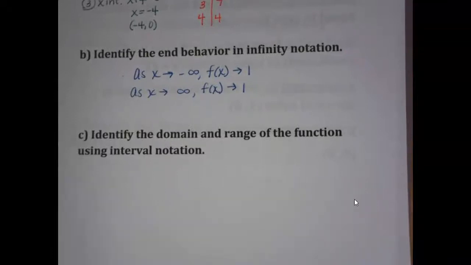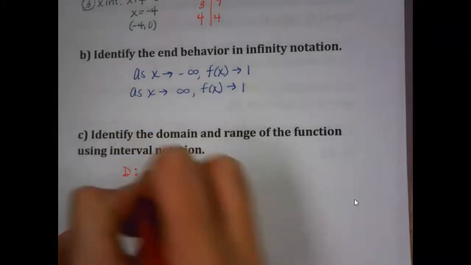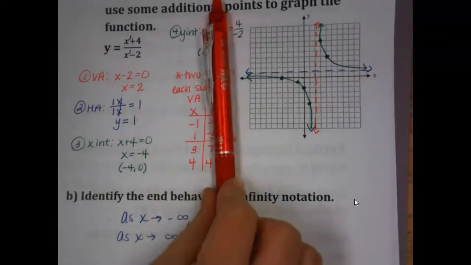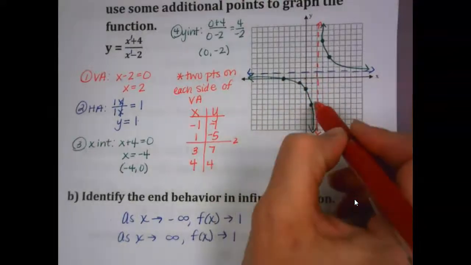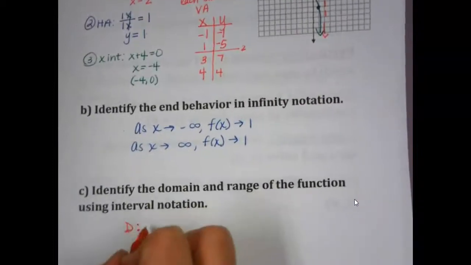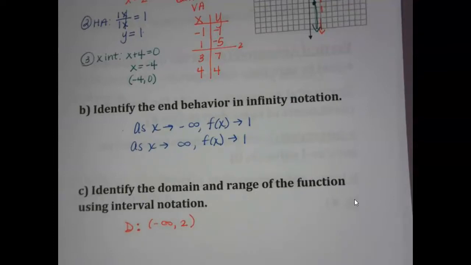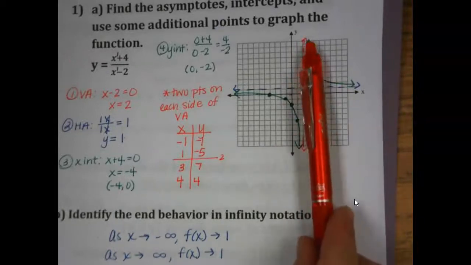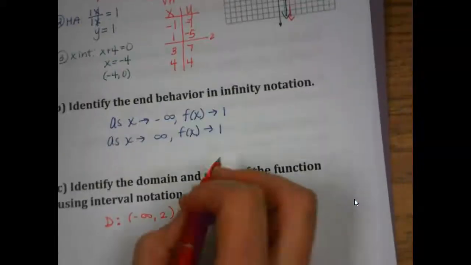Identify the domain and the range in interval notation. So domain is our x values. So if we go up to our graph, start at the left, we can see we start at negative infinity. We go along, we have a graph all the way along here, but then our graph stops at that vertical asymptote. So we're going from negative infinity all the way to 2, and we get stopped. But then the graph picks up again. Once we get to the other side of that vertical asymptote, it picks up. So we go from 2 to positive infinity.